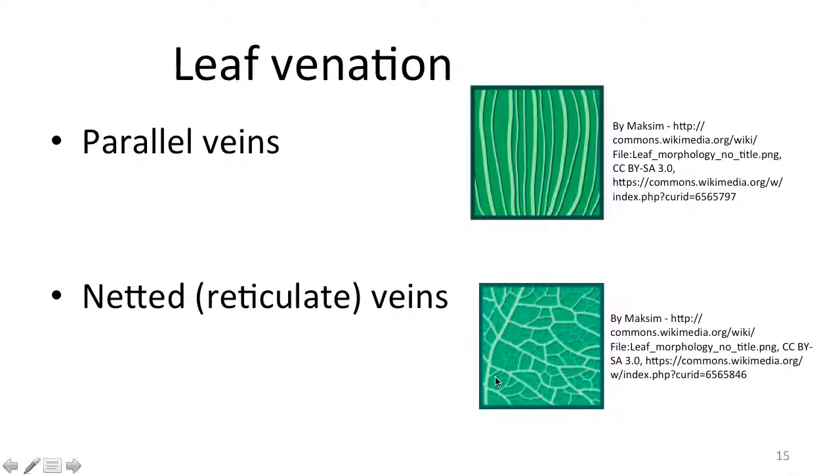The alternative possibility is that the veins are netted or reticulate. That means that the veins branch off from one another. They also reconnect to one another. You can see that in several places around this leaf.